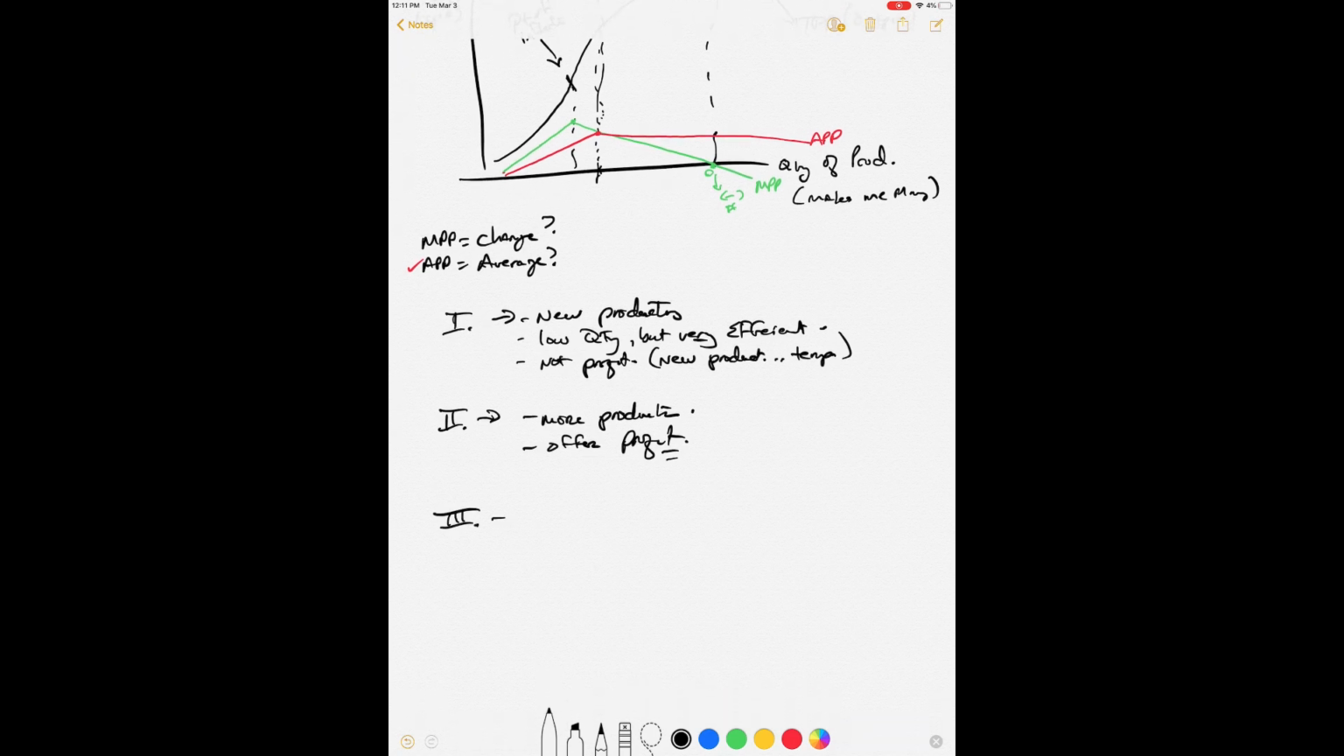Now, stage three is easy. It's called the irrational stage of production. It doesn't have anything to do with making any money. Product's going down as we spend more input. So you got negative production as you put more input on.